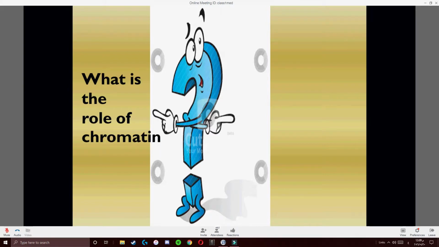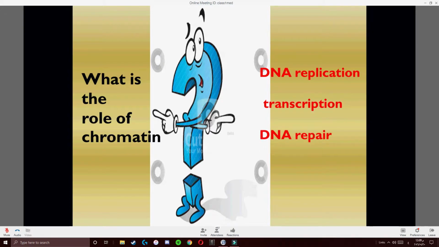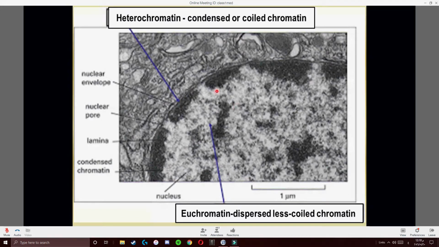What is the role of chromatin? The role of chromatin is in DNA replication, DNA transcription, DNA repair, and cell division. There are two types of chromatin that can be distinguished under electron microscope. These are heterochromatin, directly staining, and euchromatin, lightly staining.